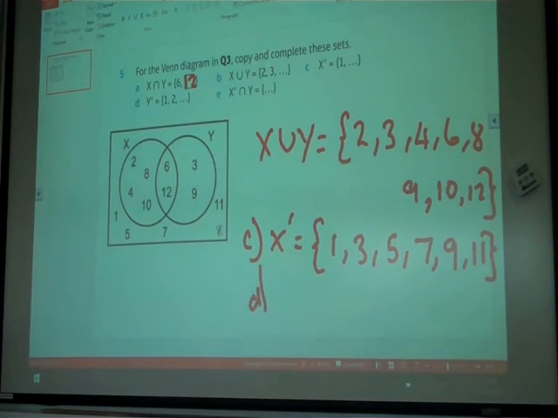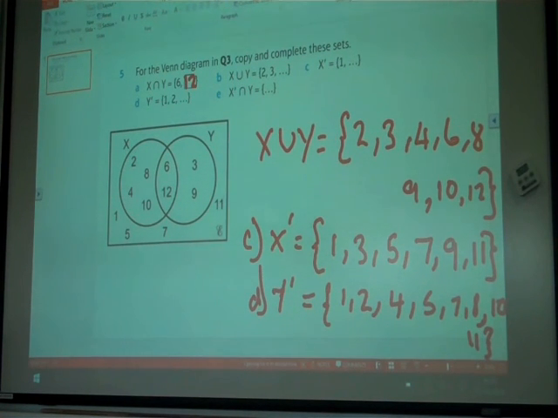What about part D, which is Y dash? 1, 2, 4, 5, 7, 8, 10, and 11. Okay, so as long as we don't have 3, 6, 9 or 12 in there.